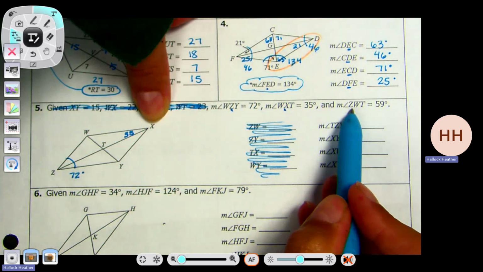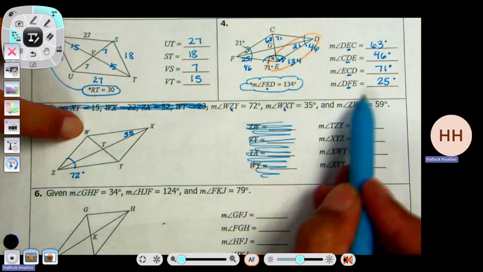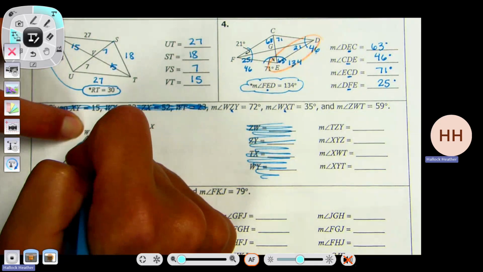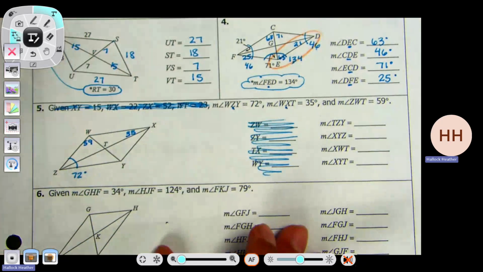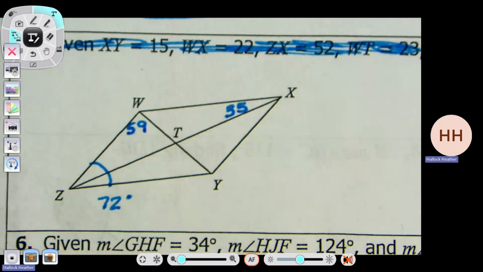And then ZWT. So it's focusing on W, but it's just this piece. So this is where you should have your numbers. So you should have 59 just in that little piece. You should have 35 just in that little piece. And then the whole thing is 72. So move your numbers around. You're jumping across the transversal. That's 35. 35 can jump across and go underneath. I can jump across and go to the right at the bottom.